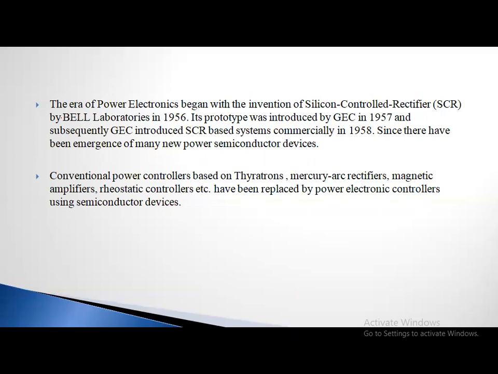of power semiconductor devices, because the SCR is also part of the power semiconductor devices. So simply, the history of power electronics started after the invention of the SCR or power semiconductor devices in the year 1956. This SCR was developed in Bell Laboratories in the USA in 1956. In which laboratory was this SCR device invented? It is a device, and this device was named SCR.